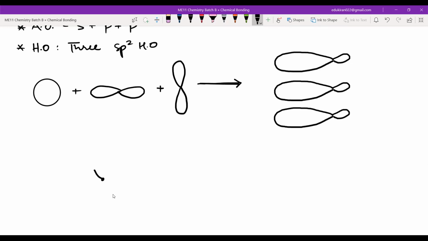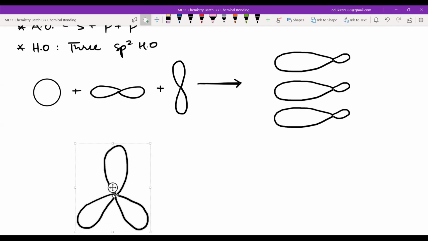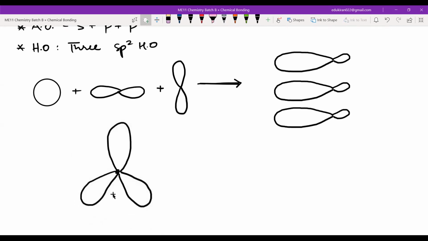You will have one of the lobes like this, that is the bigger lobe. Then you will have another big lobe like this, and then another big lobe like this. Yes or no? This is how you will arrange them. All these are sp2. When they mix together, they form this type of shape, and this has 120 degrees.